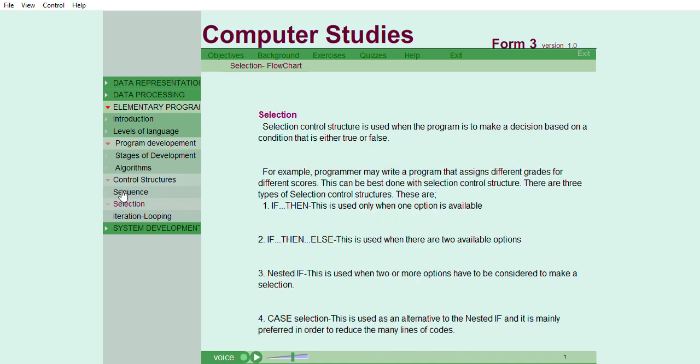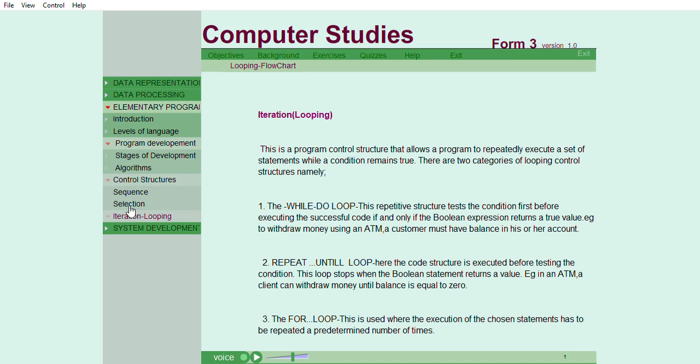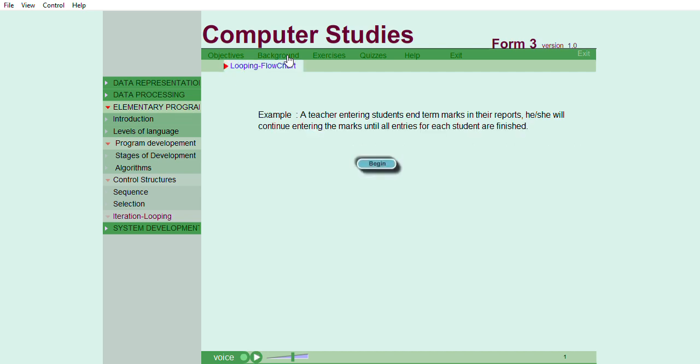Selection. Selection control structure is used when the program is to make a decision based on a condition that is either true or false. Iteration or looping. This is a program control structure that allows a program to repeatedly execute a set of statements until a certain condition is met. There are three categories of looping control structures, namely while, do-repeat until, and for loop. For example, a teacher entering students' end-term marks in their report, he or she will continue entering the marks until all entries for each student are finished.